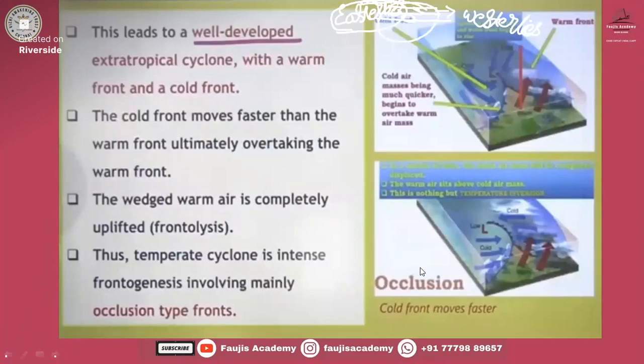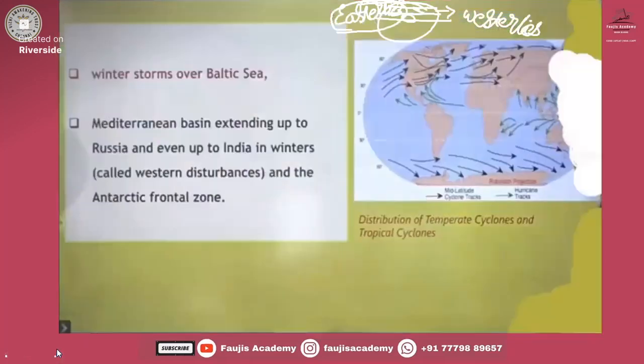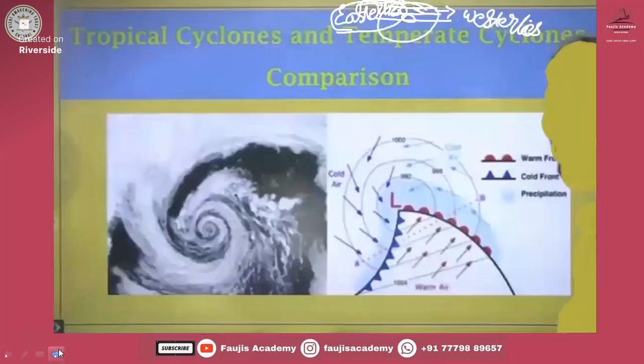Okay. So now in the temperate cyclone, we have the formation of the front, that is the occluded front, and we all know that the occluded front forms the V-shape. So what happens in the temperate cyclone also? We have the V-shaped cyclone formation. So that is an inverted V type. Okay, and they will spread over like 2,500 kilometers over North America, and they have a height of 8 to 11 kilometers. That is in the troposphere part.